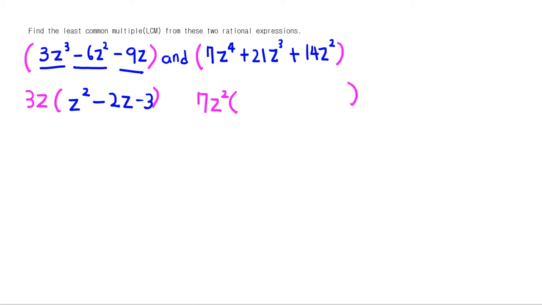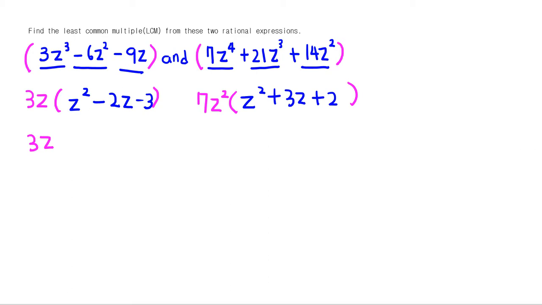7z to the fourth power divided by 7z squared is going to be z squared, and 21z to the third power divided by 7z squared is going to be positive 3z, and positive 14z squared divided by 7z squared is going to be positive 2.